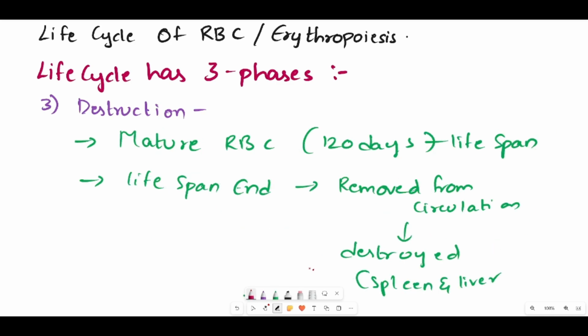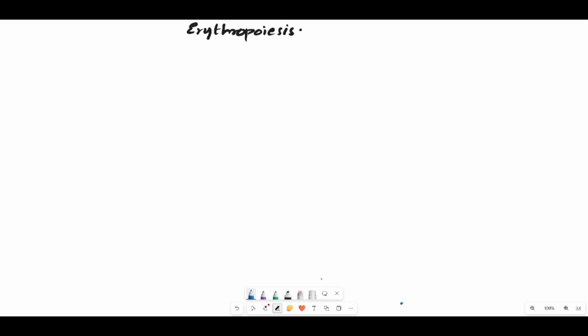The last phase in this life cycle of RBC is the destruction phase. We have already seen that in the maturation phase, the RBC got matured. Now that matured RBC will be staying in our body for 120 days. Once the lifespan ends, it will be removed from the circulation and destroyed by the macrophages in the spleen and liver. Now let's try to know this complete process with the help of a simple diagram.